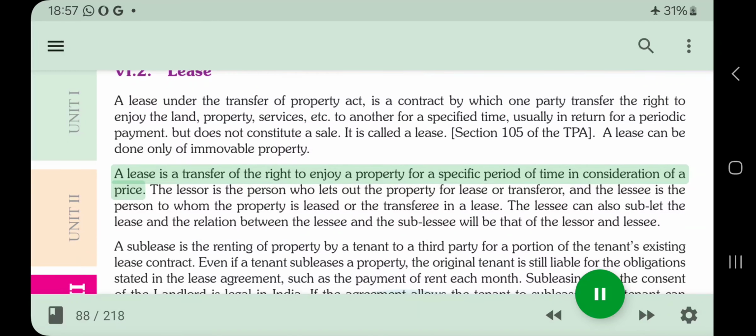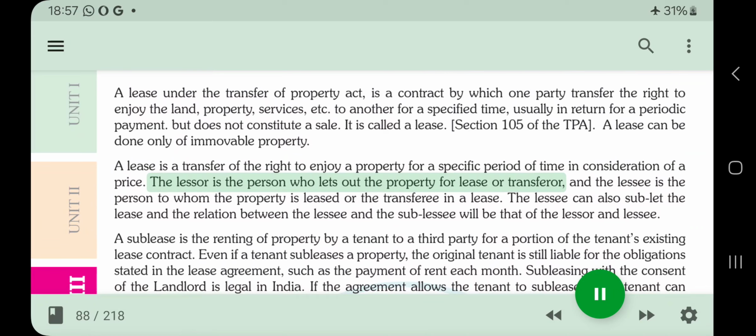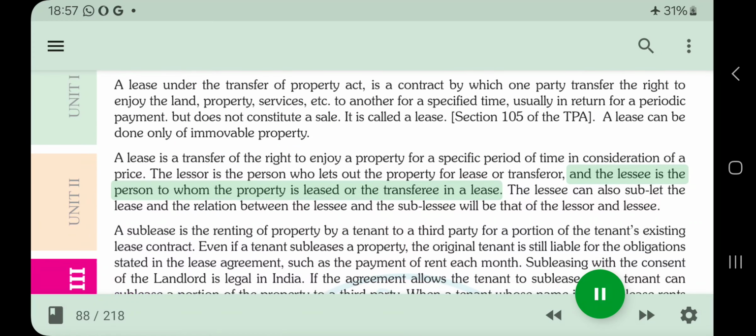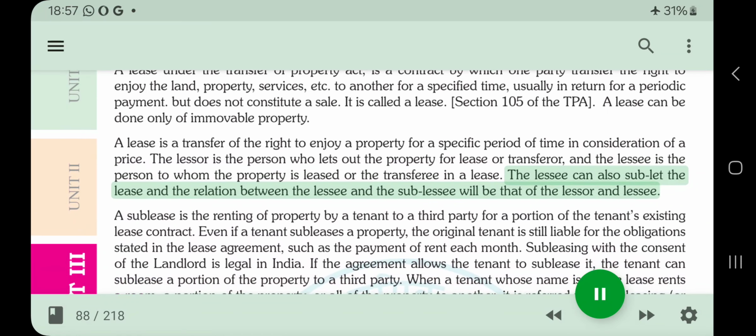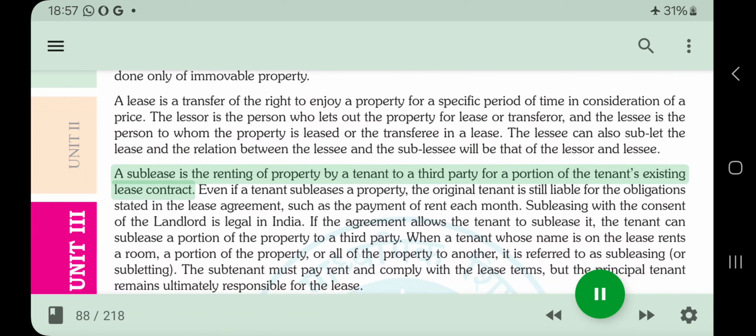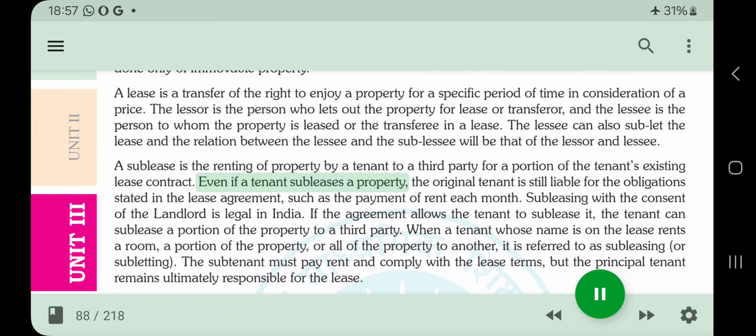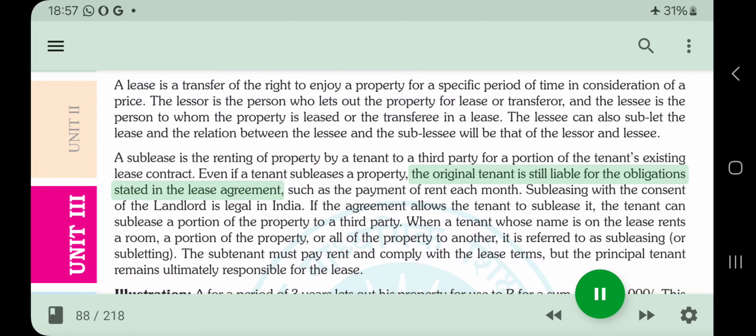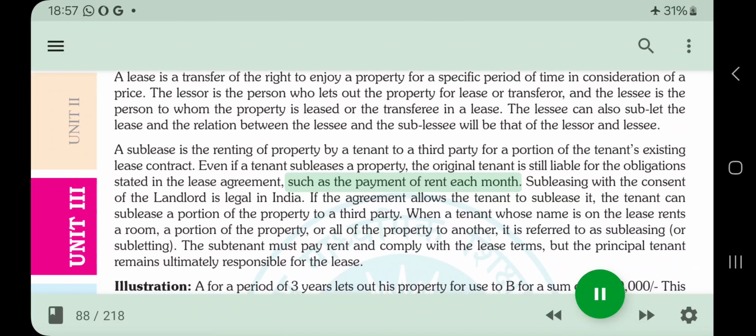A lease is a transfer of the right to enjoy a property for a specific period of time in consideration of a price. The lessor is the person who lets out the property for lease, or transferor, and the lessee is the person to whom the property is leased, or the transferee in a lease. The lessee can also sublet the lease, and the relation between the lessee and the sub-lessee will be that of the lessor and lessee. A sublease is the renting of property by a tenant to a third party for a portion of the tenant's existing lease contract. Even if a tenant subleases a property, the original tenant is still liable for the obligations stated in the lease agreement, such as the payment of rent each month.